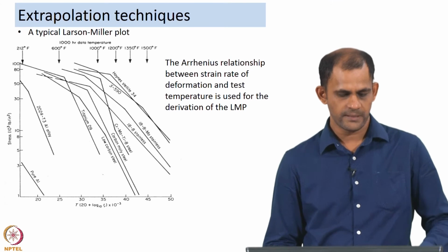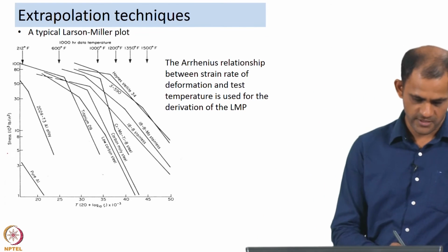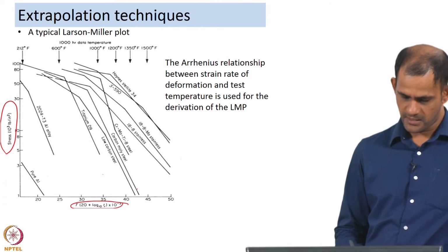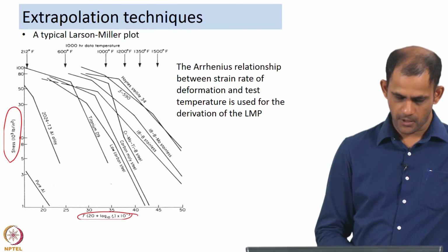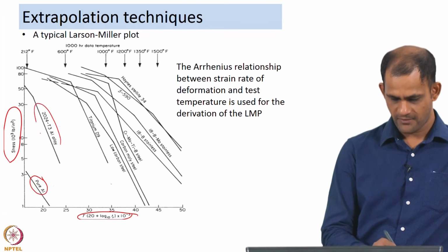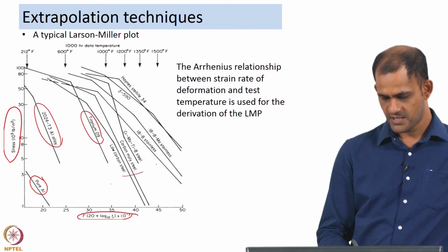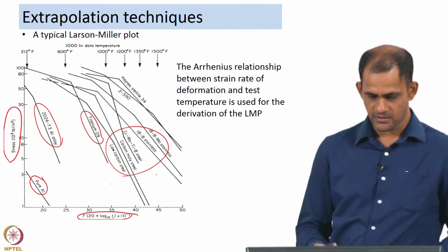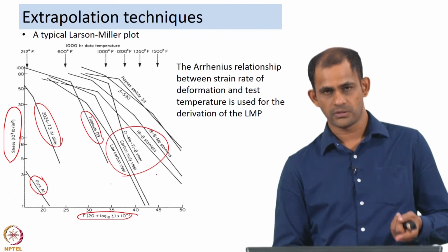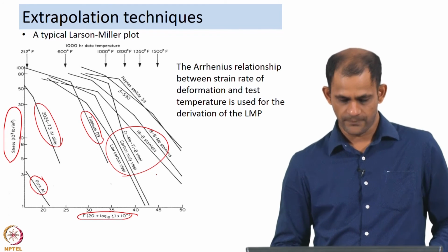Now, this is how a typical Larsen-Miller plot will look. You have stress on the y axis and the LMP on the x axis. In this particular plot, we are showing the data for different materials such as pure aluminum, an aluminum alloy, titanium, and then some steels. So, different kinds of alloys have been plotted, and the performance of these alloys is shown in this particular plot.